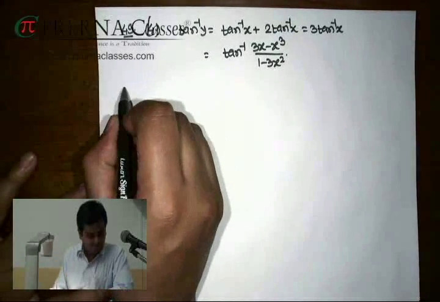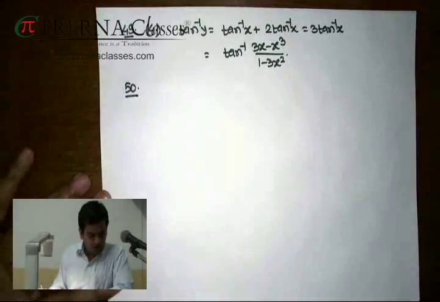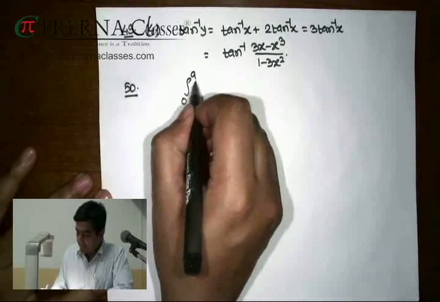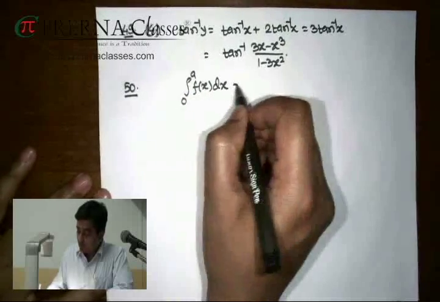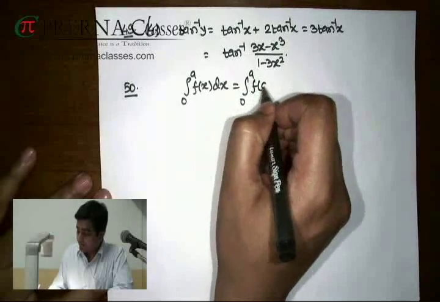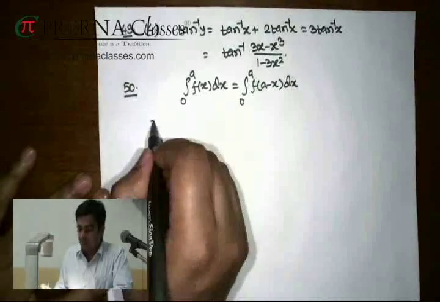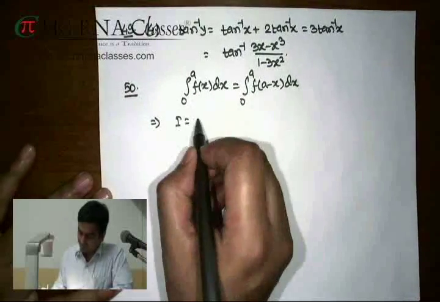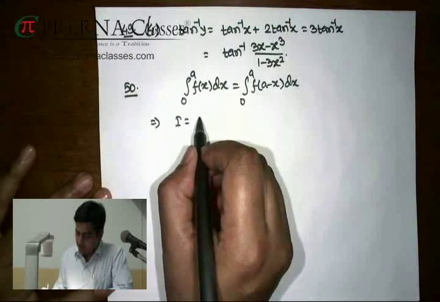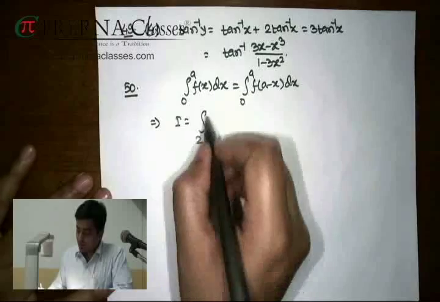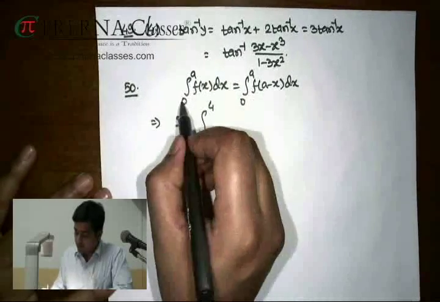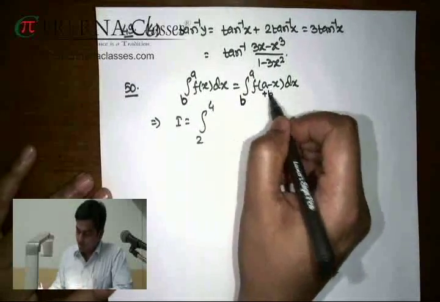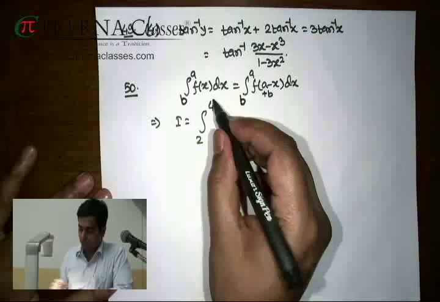Next problem is related with definite integral. There if you apply this property that integral 0 to a of f(x) dx is equivalent to integral 0 to a of f(a minus x) dx, you can easily handle that step. Even if you apply that property, you can check that I is going to be equivalent to the integral from 2 to 4, and it's better if you consider the a plus b minus x property, because you don't have 0 to 4, you have 2 to 4.